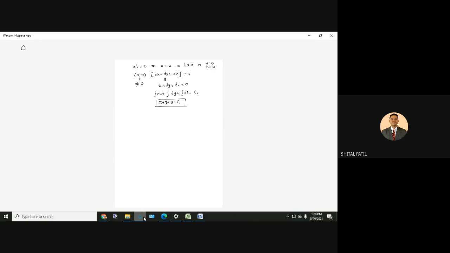So this is the solution. Is everyone getting it? Yes, understood. So from here on, note: if we get a differential equation like this, dx plus dy plus dz, this new ratio, we will directly write dx plus dy plus dz equal to 0 and integrate.